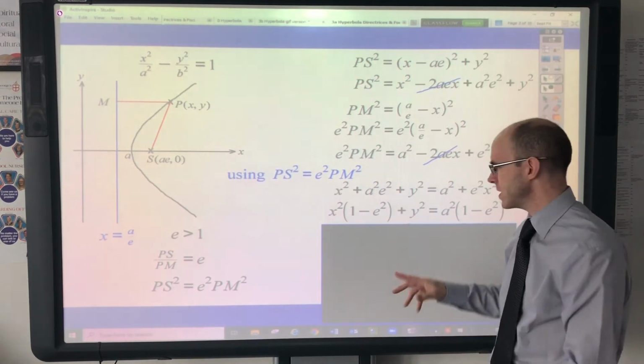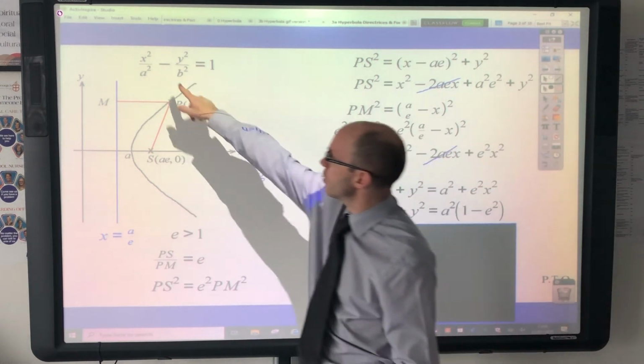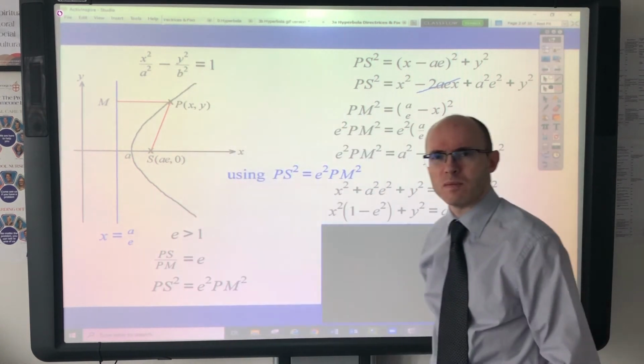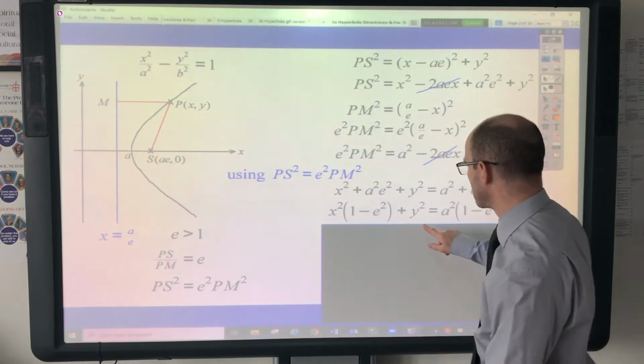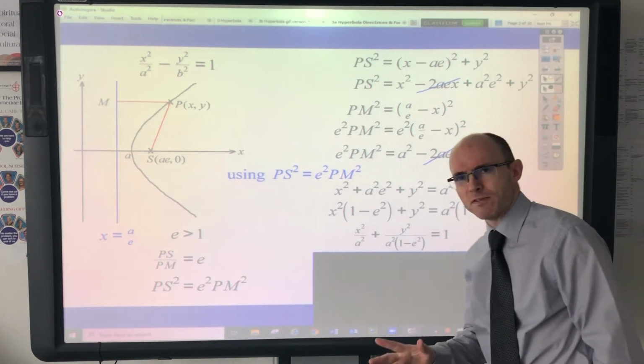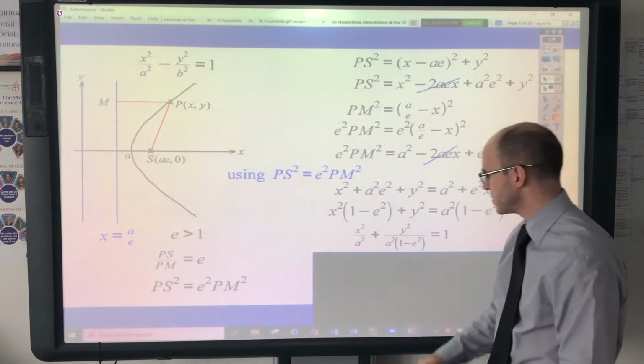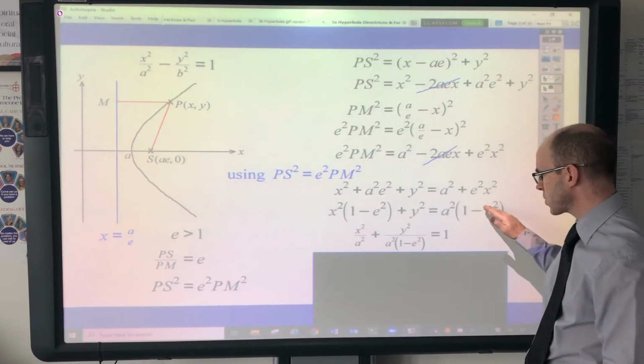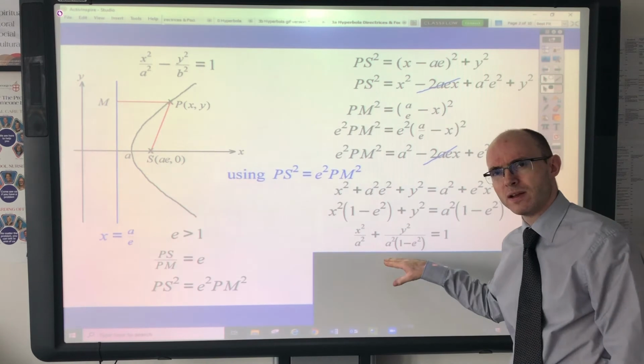Where is this heading? Well, I want to get some sort of formula looking like that, which is why I'm going to try and rearrange it to look like that. As with before, with the ellipse, when we divide by 1 minus e squared, we get this result here.